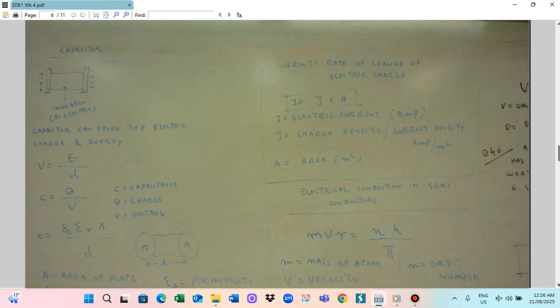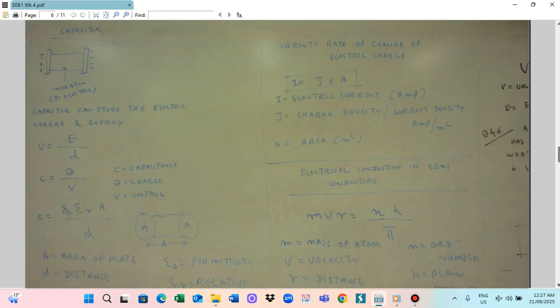So the electric current is also the accumulation of the electric charge, with all the electric charge accumulated in the surface area. We can also get the current density. The equation is I equal to J multiplied by A, where J is the current density, A is the area, and I is the electric current. Then we also talk about the electrical conduction in the semiconductor.